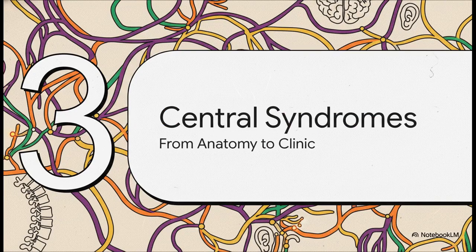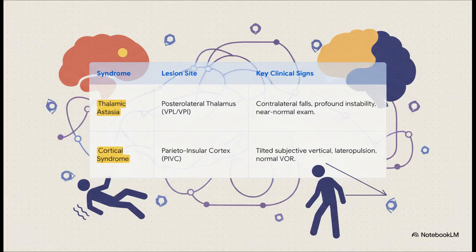All right, time to put it all together. Let's talk about localizing central syndromes, taking this anatomy and putting it to work in the clinic. Let's solve that puzzle we started with. And this just lays it out perfectly. Look at the difference here. A tiny little hit to the posterolateral thalamus, smack dab in those vestibular relay islands, and you get something called thalamic astasia. We're talking a profound, pure inability to sit or stand with falls away from the lesion. They just can't stay upright.